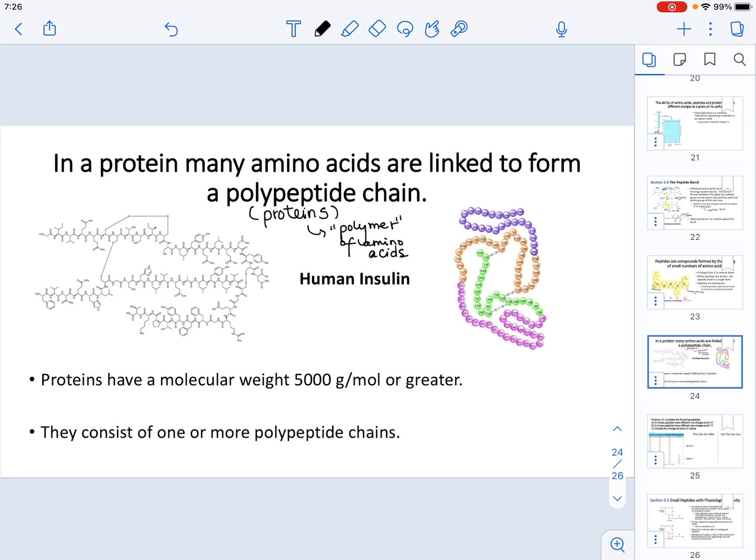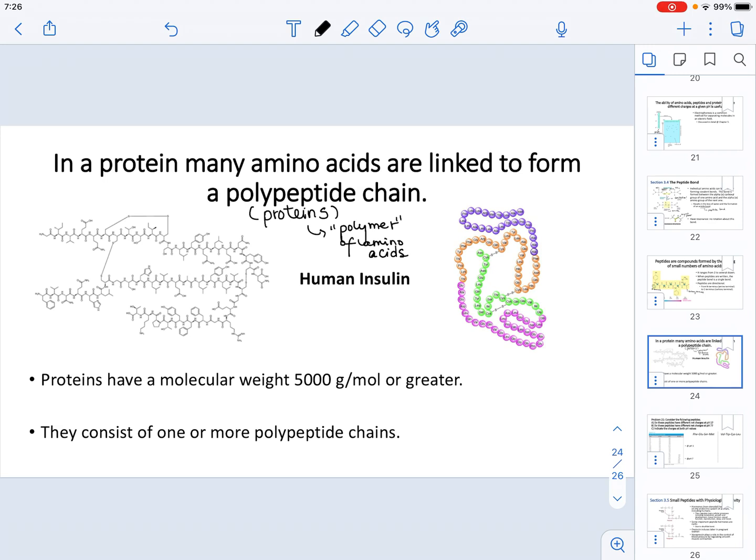Okay, now understand, as I was mentioning, in terms of size, a peptide is going to be much smaller than a protein. And understand that in terms of molecular weight, a protein is going to weigh about 5,000 grams per mole or more. Understand that since they consist of one polypeptide or more polypeptides coming together, that's why they are so large. So to give you an example of a protein, here we have human insulin.